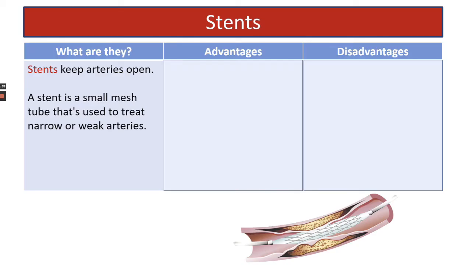Okay, so stents. Well, stents, they keep arteries open. A stent is a small mesh tube that is used to treat narrow or weak arteries. So you can see a picture down on the bottom of the screen, and you can see the mesh, and the mesh is opened up by a little balloon that is inflated, and then it widens the artery.